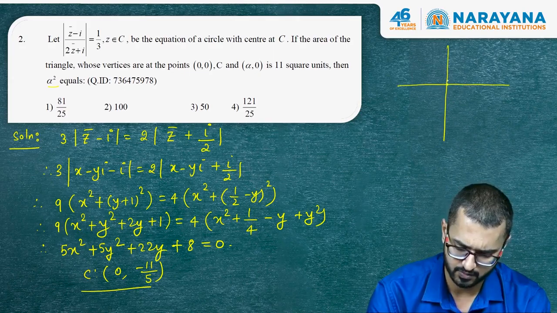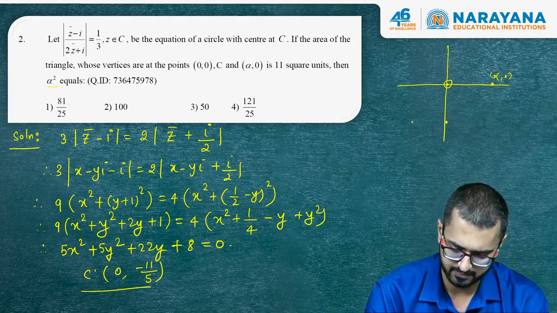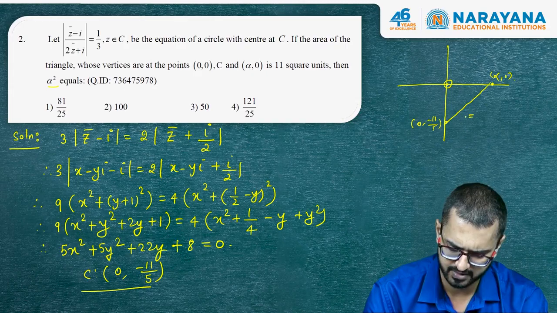So one vertex is the origin (0, 0), the second vertex is some (alpha, 0), and here is my (0, -11/5). So we have to find the area of this triangle. The area of this triangle you can simply write down the same way, and the area is also given to be 11.